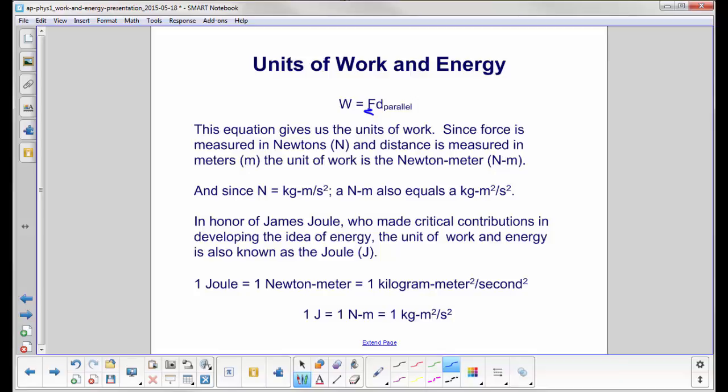So in honor of James Joule, who made critical contributions about energy and how it relates to work, it has been renamed the Joule. So 1 joule equals 1 Newton meter, which also equals 1 kilogram meter squared per second squared, and is represented by the capital J.